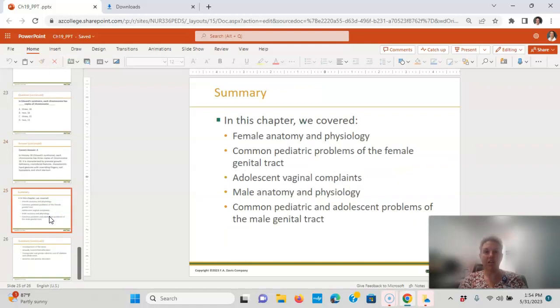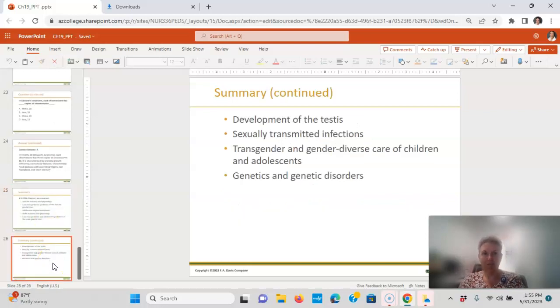So again, in this chapter, we talked about female anatomy, physiology, male-female anatomy, physiology, pediatric problems of the female tract, pediatric problems of the male tract, treatments for those, genetic disorders, transgender and gender diverse children, STIs, all that good stuff.